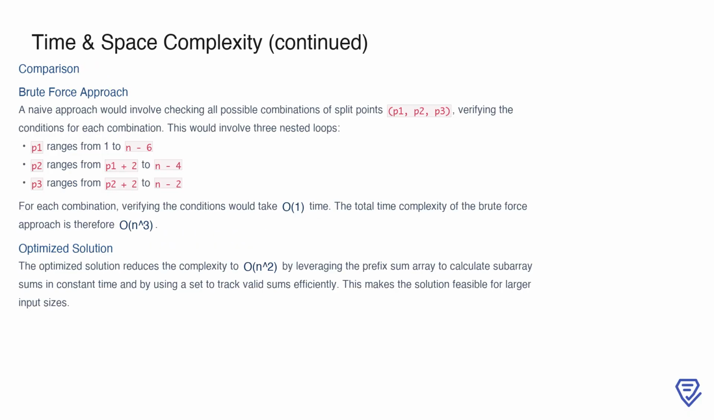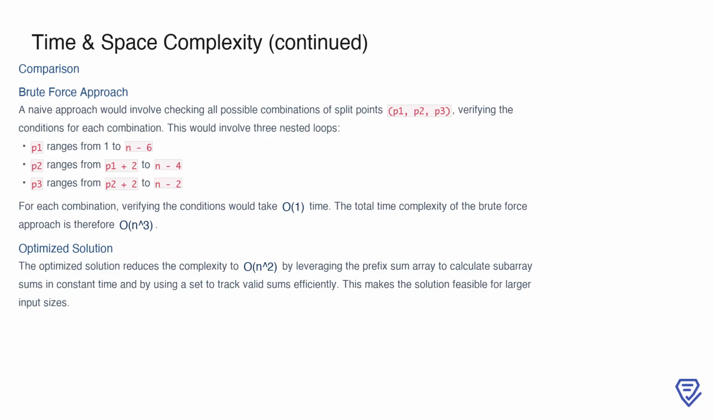Let's compare this optimized solution to a brute force approach. The naive method would involve iterating over all possible combinations of split points, P1, P2, P3, and verifying the conditions for each combination. This requires 3 nested loops. P1 ranges from 1 to n-6, P2 ranges from P1 plus 2 to n-4, and P3 ranges from P2 plus 2 to n-2. For each combination, verifying the conditions takes O(1) time. The overall time complexity of this brute force approach is therefore O(n³).